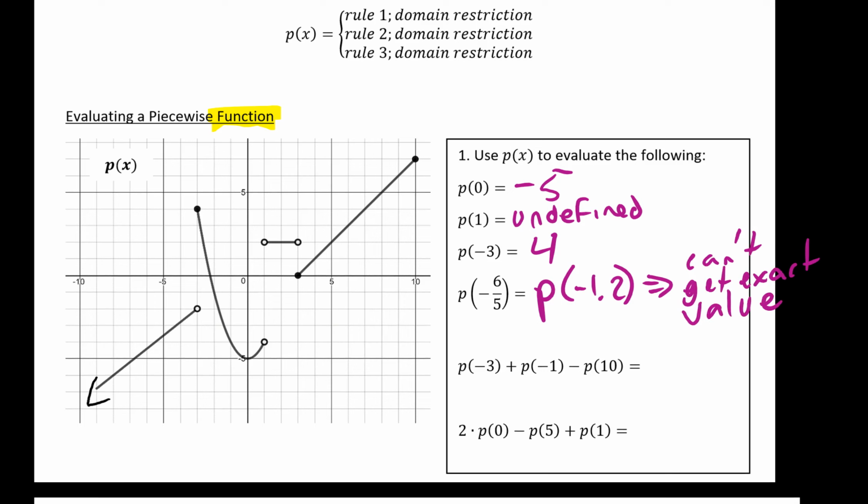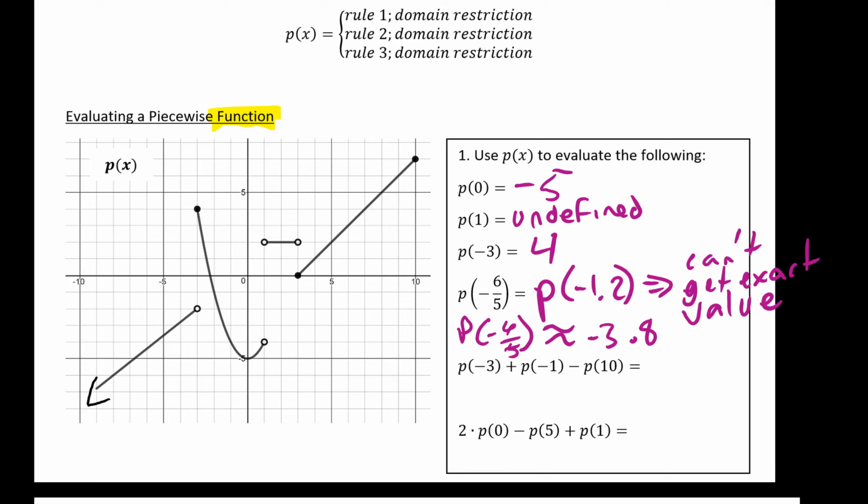But we can approximate, so we can say P of negative 6/5 is approximately what? We can say about negative 3.8, or you could say negative 3.7, right? Negative 3.6, negative 3.9 even, possibly. But because we are saying what? Are we saying this is equal? No, we're saying this is approximately, right? An estimation. Okay.